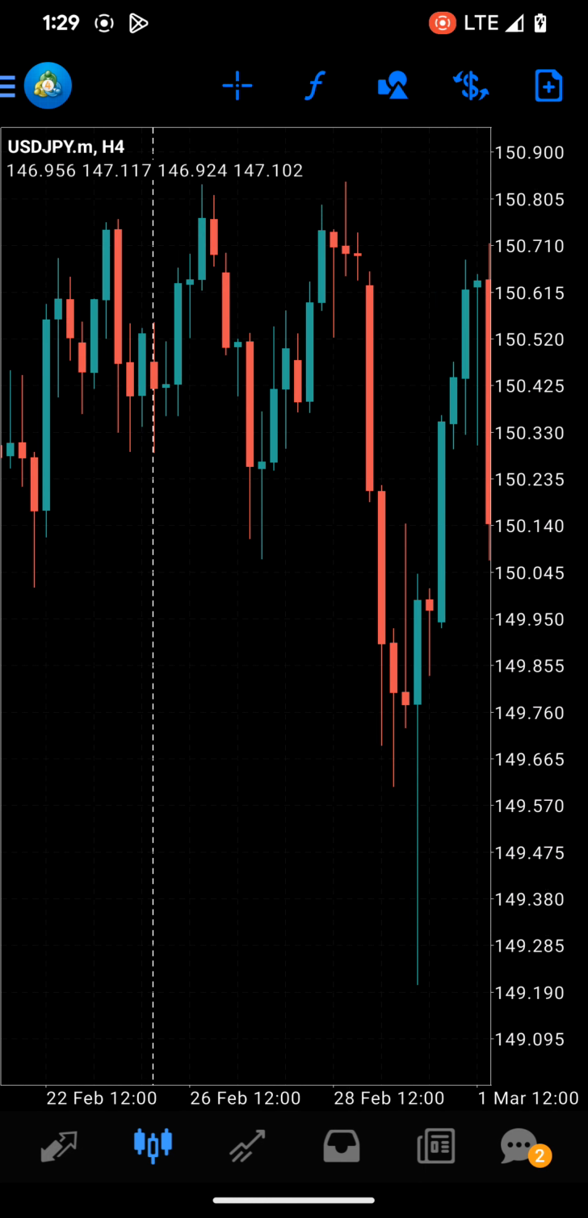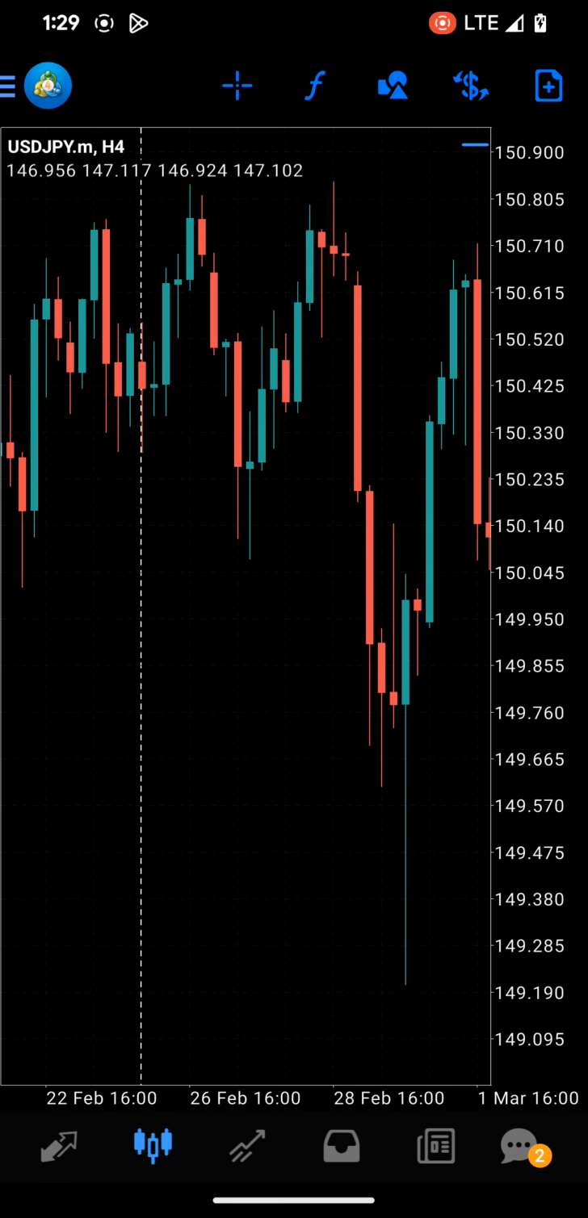Okay, first thing is to locate the holds. Okay, we can see there was a sweep up. Okay, let's see where we can put this hold. We can see the lower side is here.